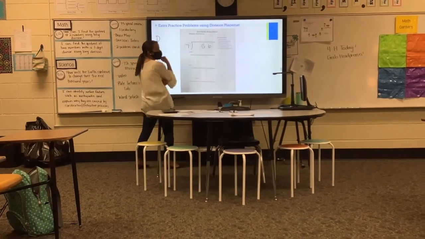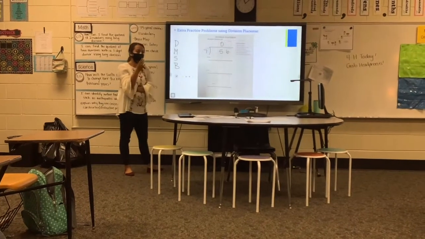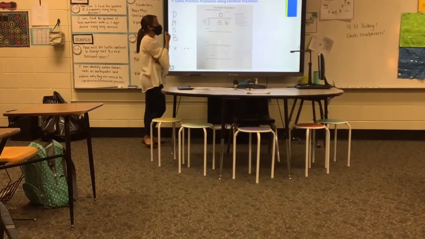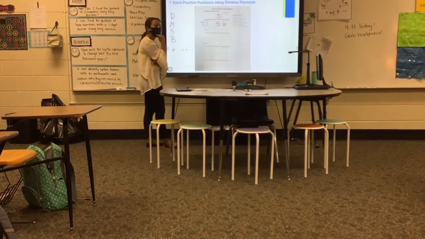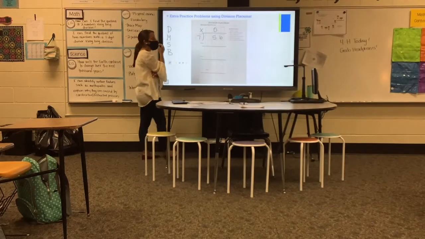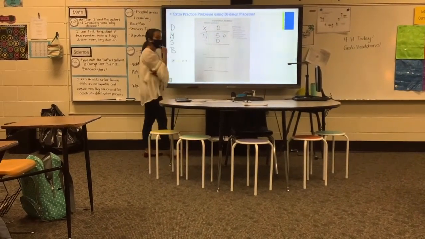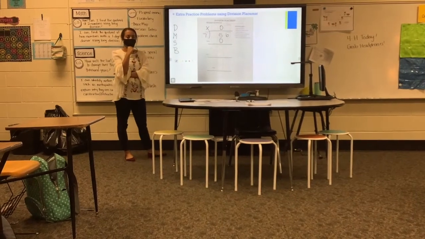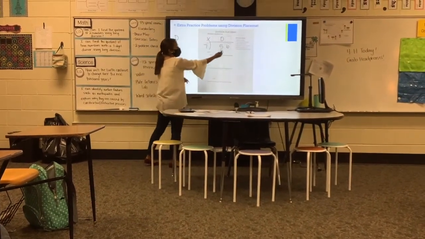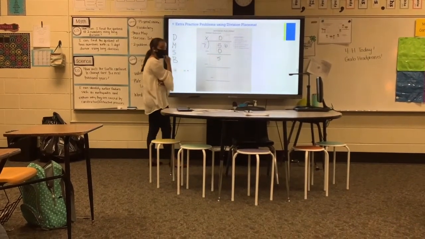Hold our place. Zero. Yeah, we can. Or you can leave a blank, but just so it doesn't really confuse you, we're going to put a zero as our placeholder. So then what? Then we multiply. 0 times 7, which is 0. Then what? And then we do subtracting. So what is 5 minus 0? 5. Okay.